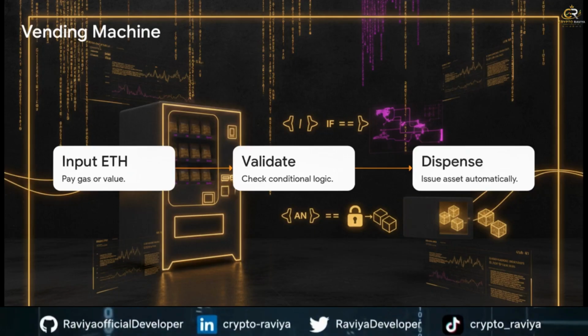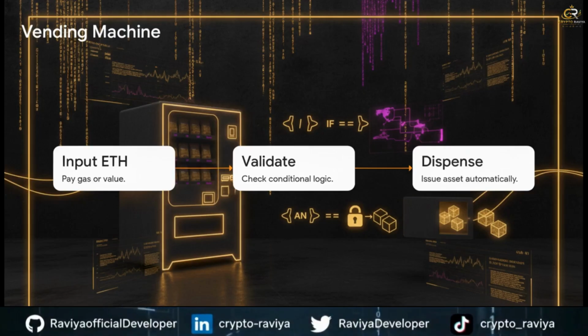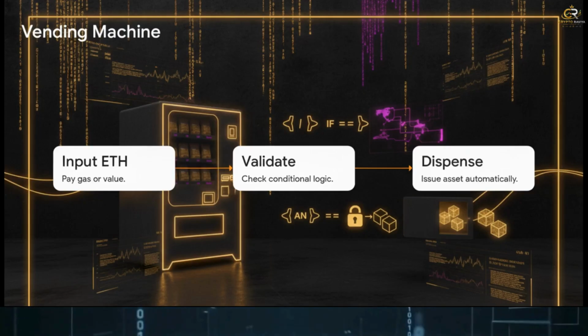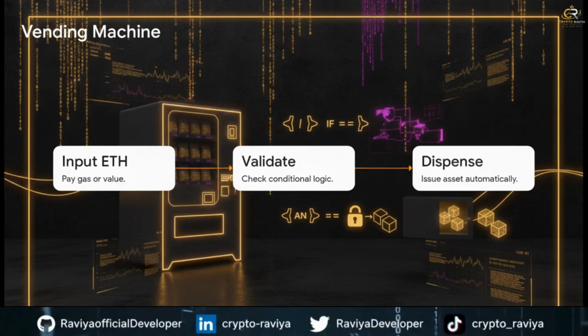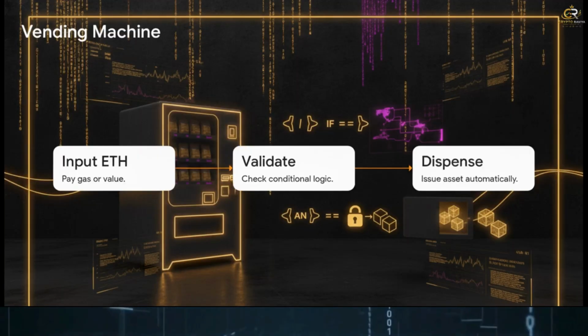You know, those if-then parameters, without needing any sort of middleman. You input value, the immutable logic validates the conditions, and it dispenses the result or asset automatically. And crucially, once it's deployed to the ledger, this code cannot be modified.